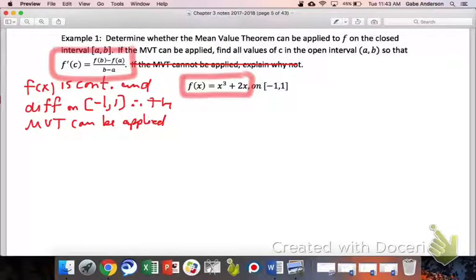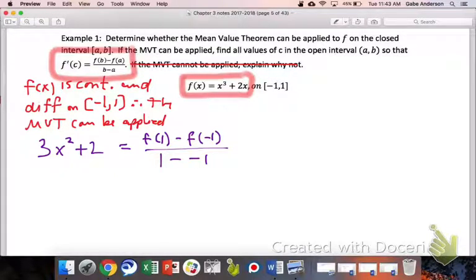Let's find f prime first. Lainey, what do you have for f prime? 3x squared plus 2. So 3x squared plus 2, agreed. And then f of b minus f of a, what are my b and my a? I don't see those anywhere. Do you see those, Ben? Plug it in from -1 and 1. Yeah, -1 and 1 are the b and the a, right? So b is the higher number, a is the lower number. So this is supposed to equal f of 1 minus f of -1 all over 1 minus -1.